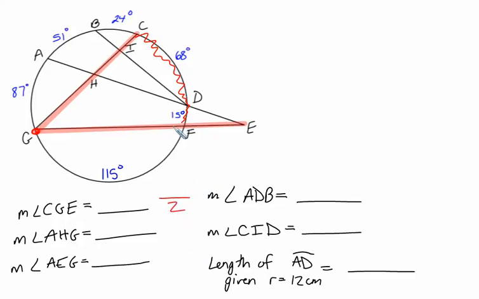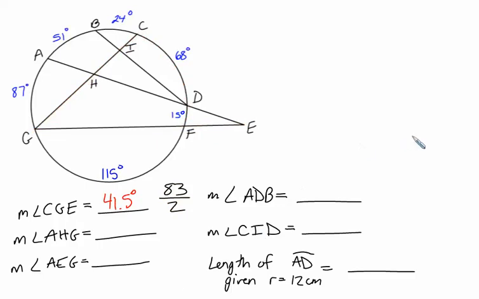Now you can take 68 and 15. We're going to add those together, and the full arc there is 83 degrees. So we will take the 83 and divide it by 2. Yes, it could be a decimal, and I get 41.5 degrees for the measure of CGE.